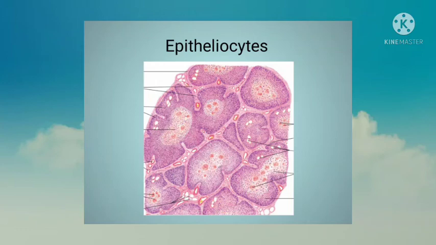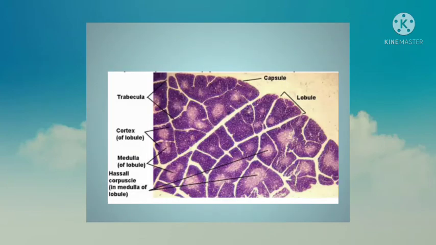Epitheliocytes also promote the differentiation and the proliferation of T lymphocytes. The cortical epitheliocytes are also described as thymic nurse cells. They destroy lymphocytes that react against the self antigens.